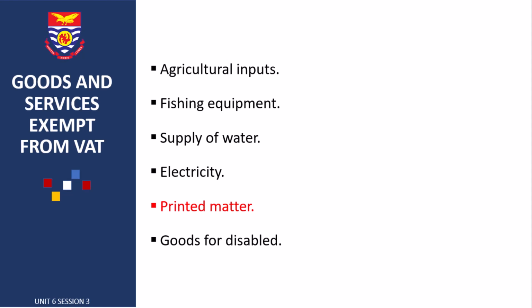We have agricultural input. So this we have fertilizers, fungicides, pesticides, and veterinary drugs, etc. Then we have fishing equipment. Here it includes boats, nets, twines, hooks, fishing gears, etc.